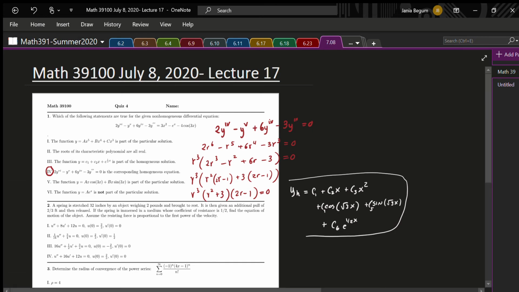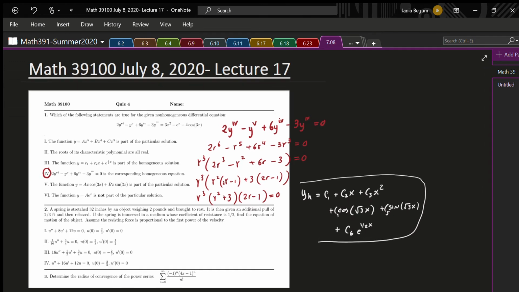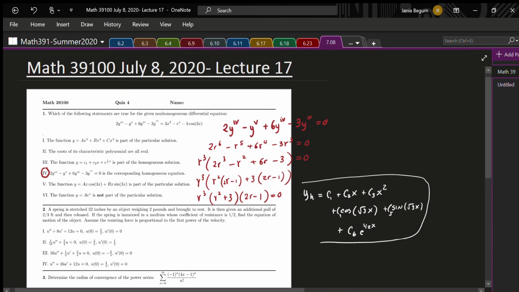Is choice 1 a true statement? So how do we know if 1 is true or not?